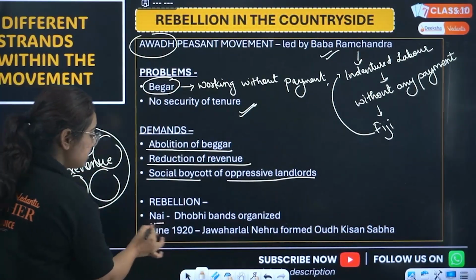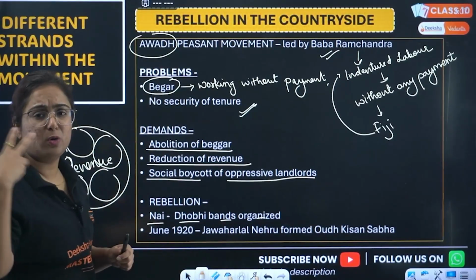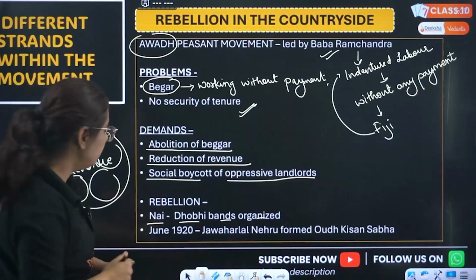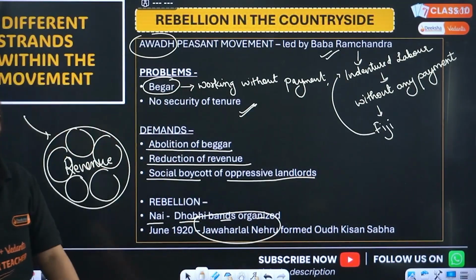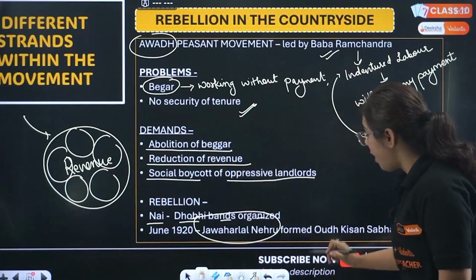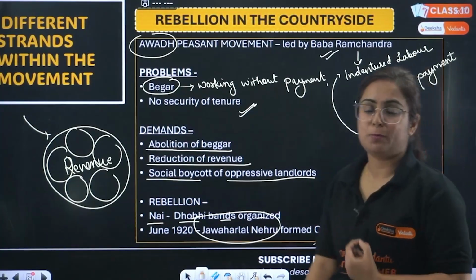Rebellions such as the Nai Dhobi Bands were organized. Nai and Dhobi are basically barbers and washermen, and they were also doing strikes. In June 1920, Jawaharlal Nehru reached this place, Awadh, analyzed the situation and formed the Kisan Sabha to support them during the time of the non-cooperation movement.